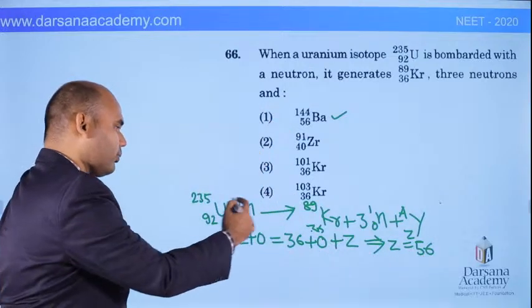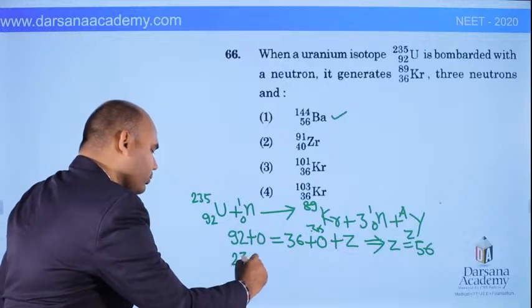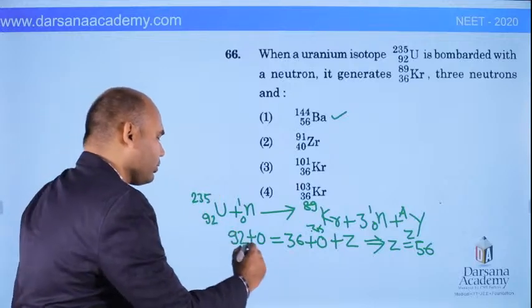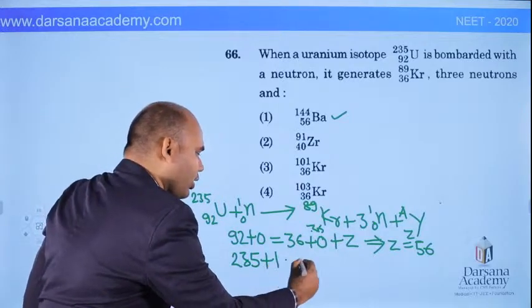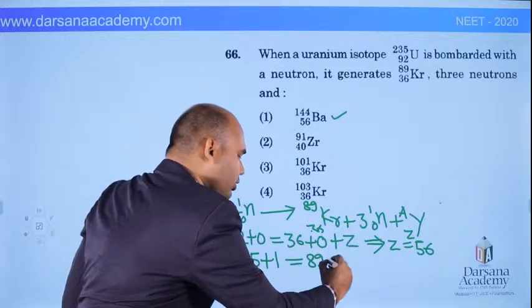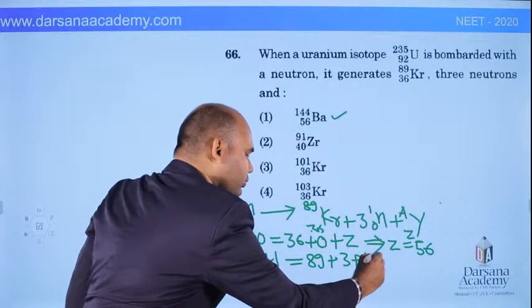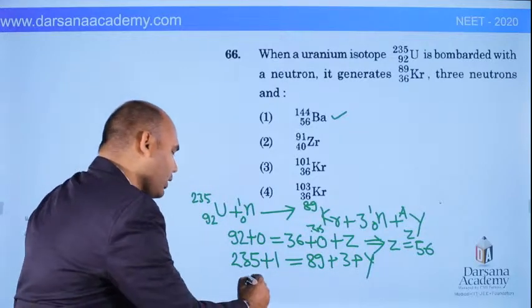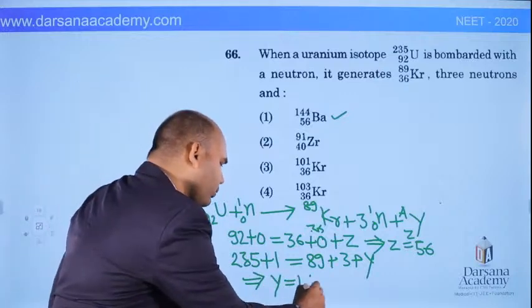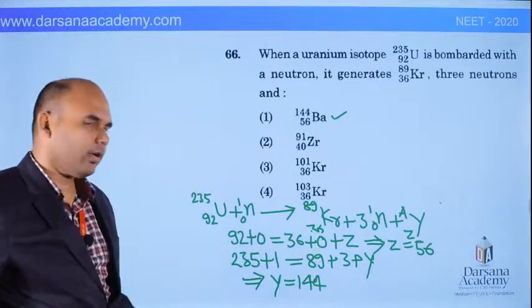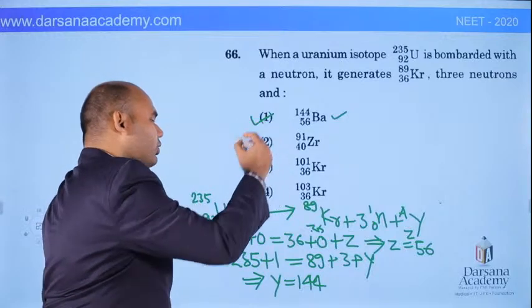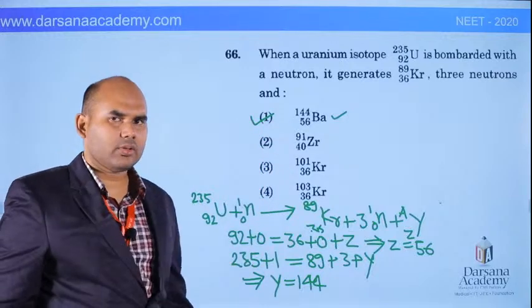Next you can balance mass numbers. So 235 plus 1. Neutron has mass 1. Mass number: 1 equals 89 plus 3 into 1, that is 3, plus y. So from here you will get y equals 144. So you can find, again, the first option is correct. Though it is a very common reaction, you should remember this.